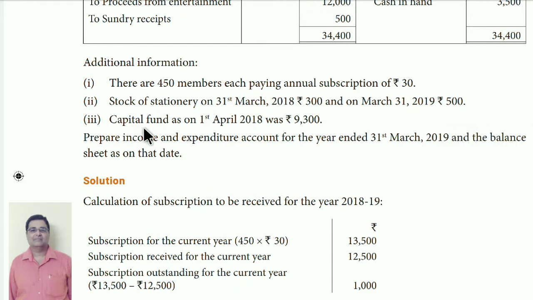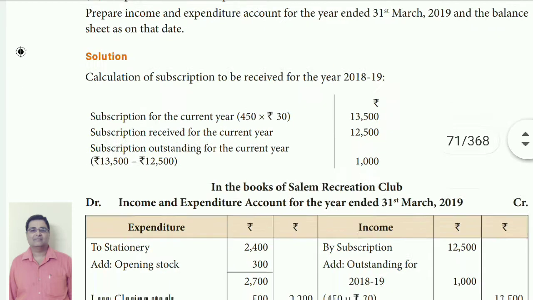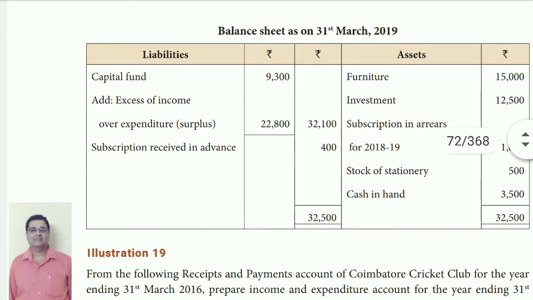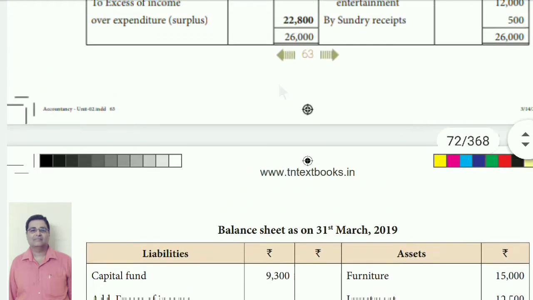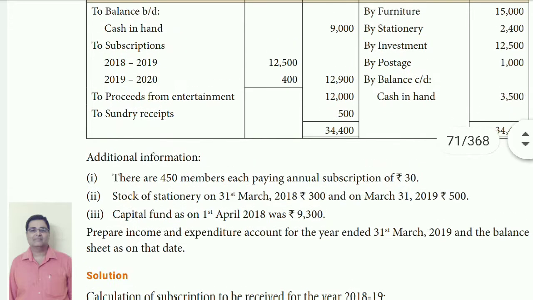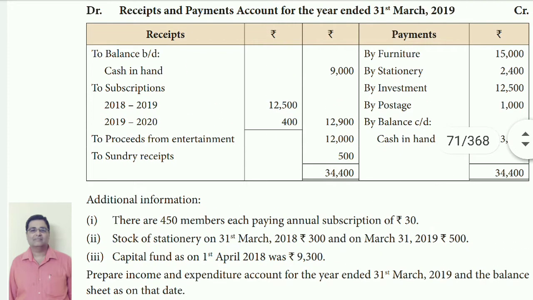Now see the third adjustment. Capital fund 9300. Where we have to write capital fund? Any fund we have to write in the liability side, and capital fund always comes in the liability side. So capital fund inner column 9300. Now see the next one. Now all the three adjustments are over. Now see the receipts and payment question.